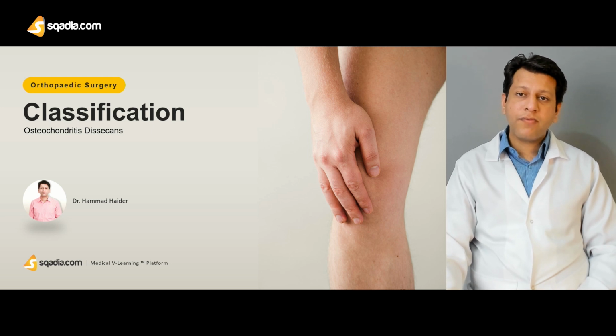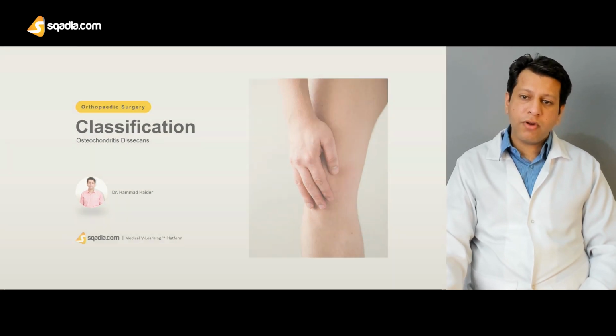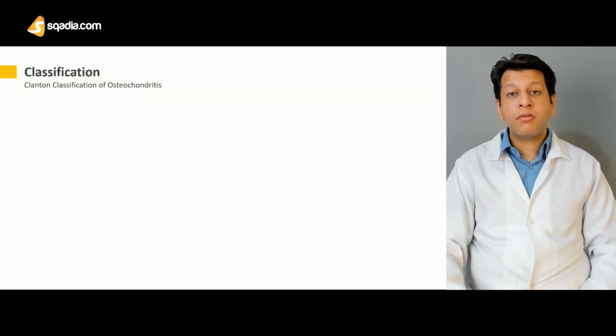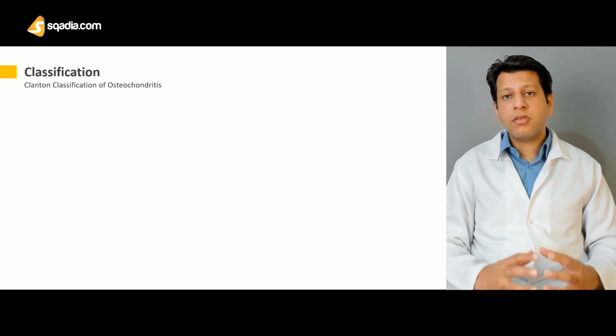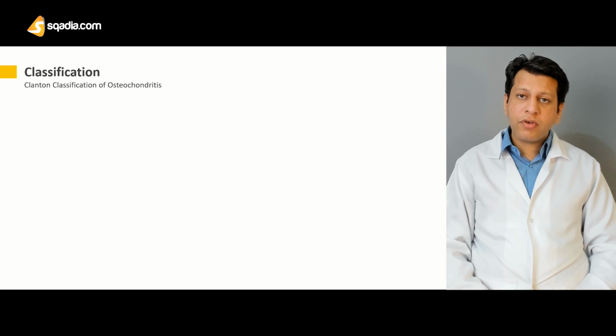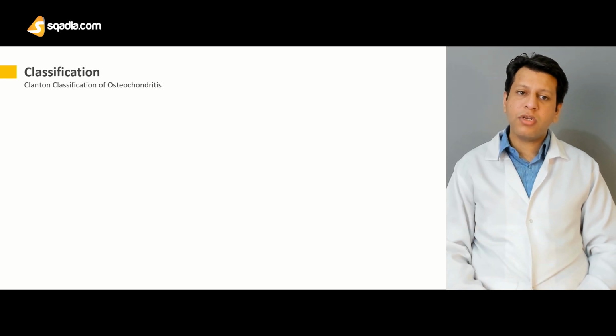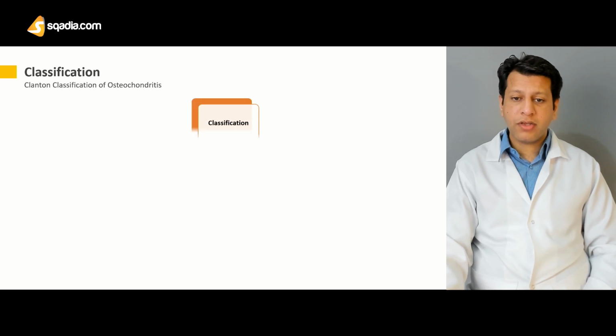Now, the Clanton classification is mainly based on the situation in which the cartilage and subchondral bone are. For example, as I told you, usually the problem starts initially with the softening of the cartilage. And when the softening of the cartilage with partial detachment of the underlying bone occurs, this is usually termed as Clanton type 1 or type 1 classification.